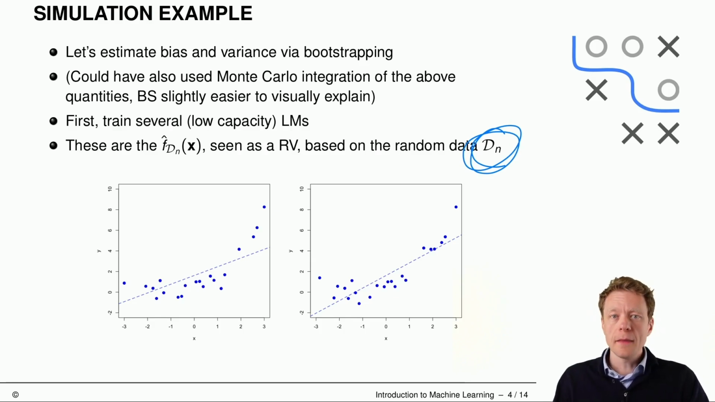Now we say the hypothesis space is the space of linear models. So we only allow linear models of x. And for each bootstrap training sample, we learn one new model.